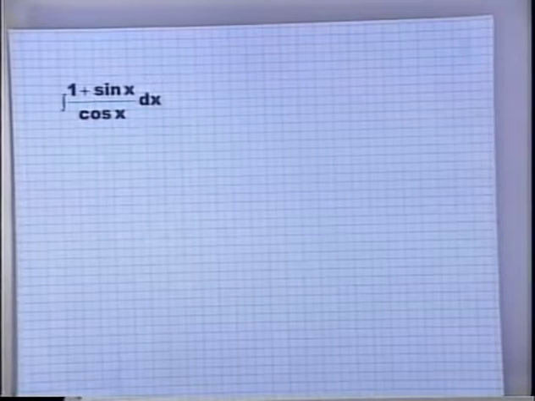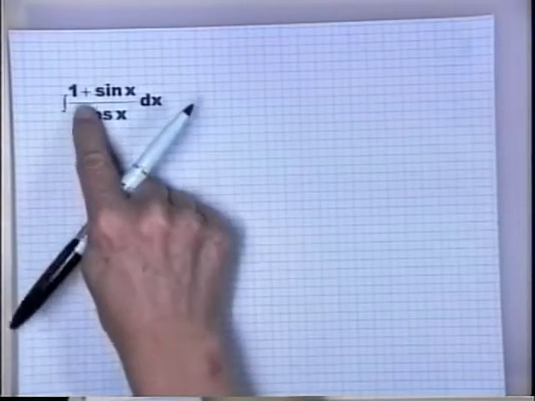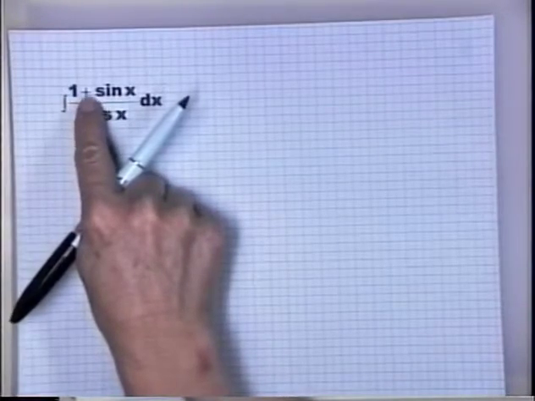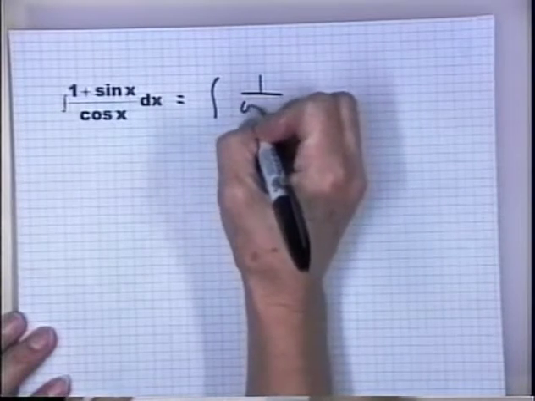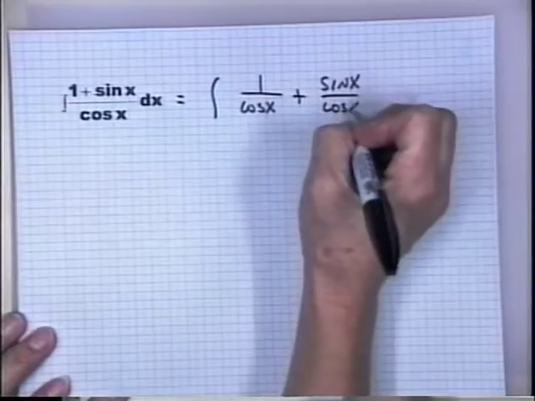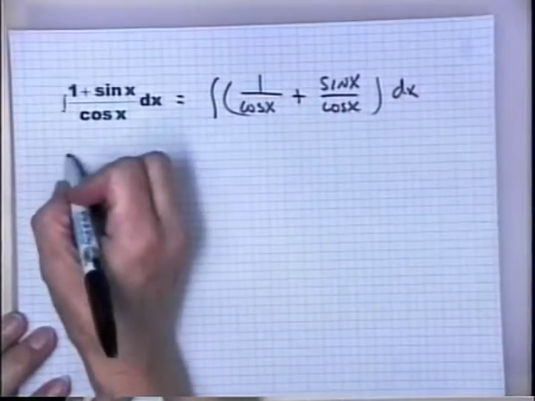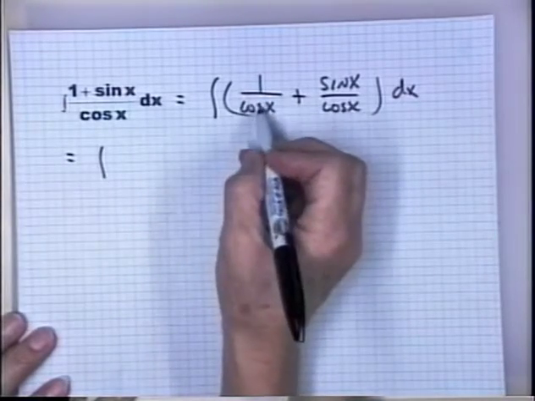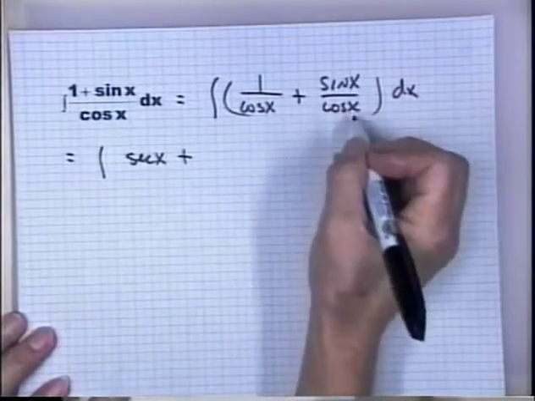The integral of 1 plus sine x divided by cosine x with respect to x. Well, the derivative of cosine is negative sine, but the problem is I have this 1 plus stuff here. I have an extra term. So we're going to try separating that numerator: 1 over cosine x plus sine x over cosine x. Okay? All right. How can you rewrite 1 over cosine? Well, 1 over cosine is secant, right? How can you rewrite sine over cosine?